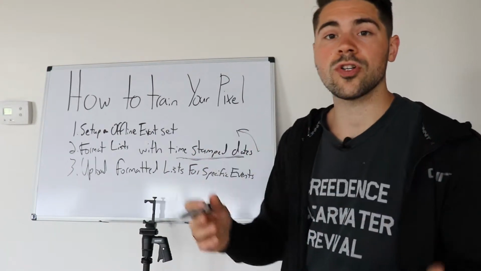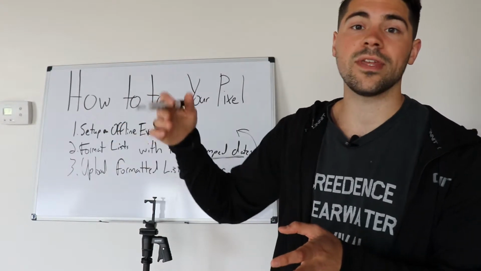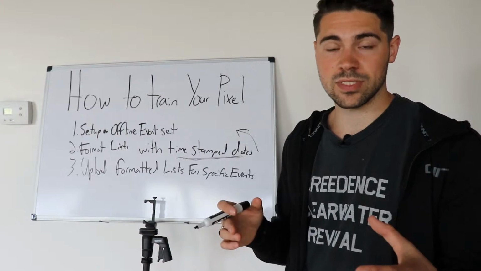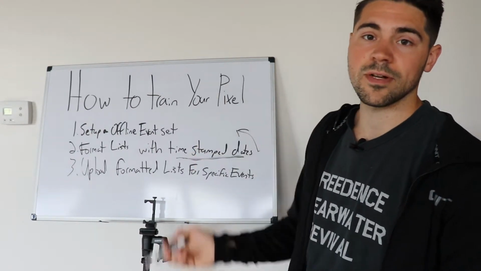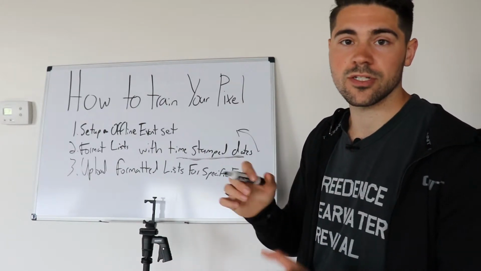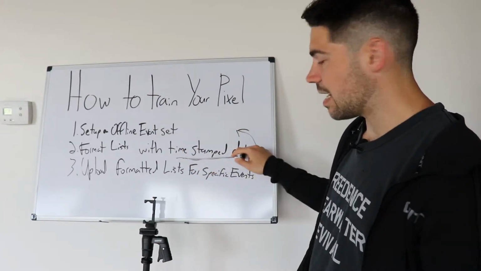But instead, what we're doing is showing that pixel who the actual buyer is, what they look like, and giving it a bit more data so that it can use that to find people similar to it on the Facebook platform. You have to make sure this is timestamped because it's supposed to be a retroactive list. It's looking at the past to try to match purchases to your current ads. So do that first. Make sure that this list is timestamped with dates.